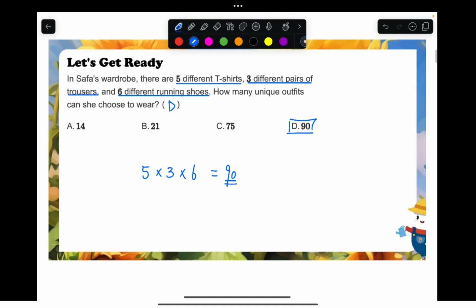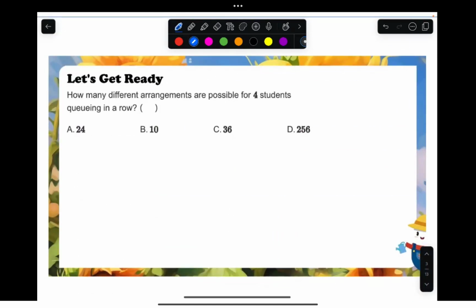Okay, now we go on to question 2. How many different arrangements are possible for 4 students queuing in a row? This one we also learned last week. Basically we need to write down the 4 positions, because you are lining up 4 students. Let's say this is the first, this is the second, this is the third place, this is the fourth place. So let's decide who is in the first place first.